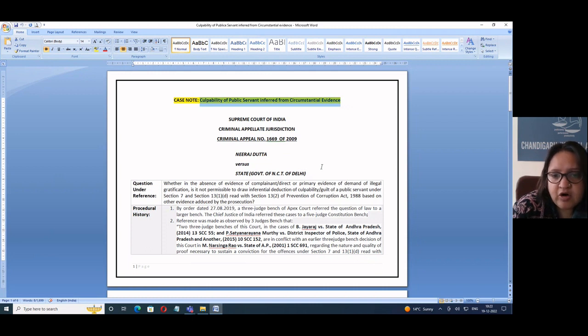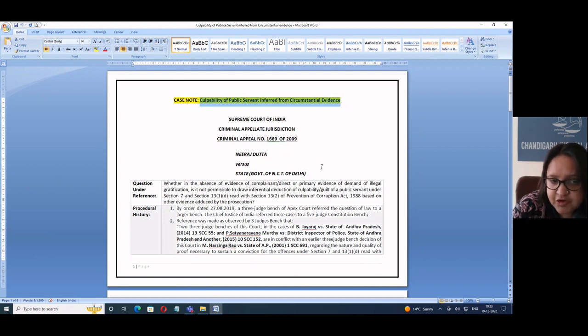of the complainant or direct or primary evidence of demand of illegal gratification, is it not permissible to draw an inferential deduction of culpability or guilt of a public servant under Section 7 and Section 13(1)(d), read with Section 13(2) of the Prevention of Corruption Act 1988, based on other evidence adduced by the prosecution?